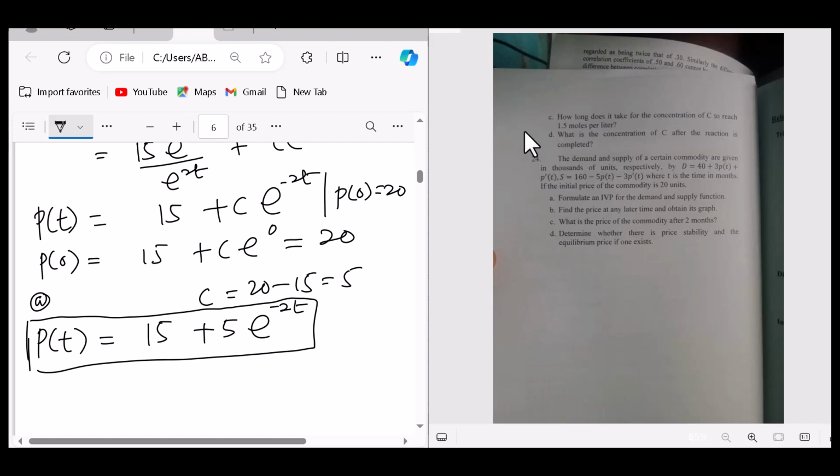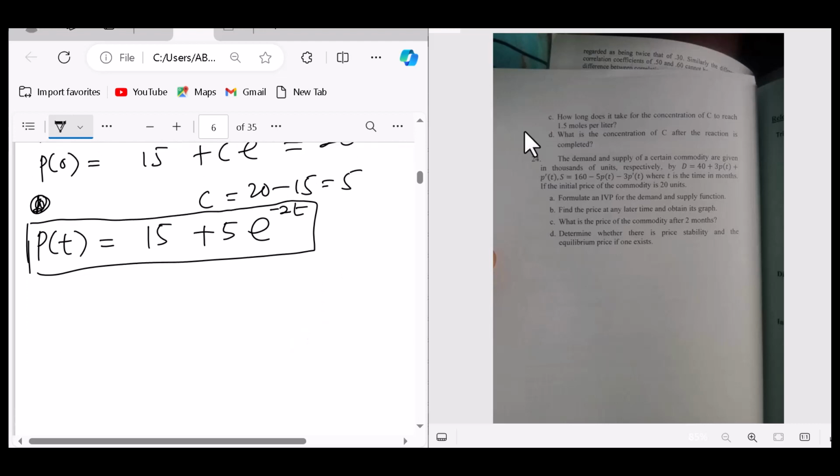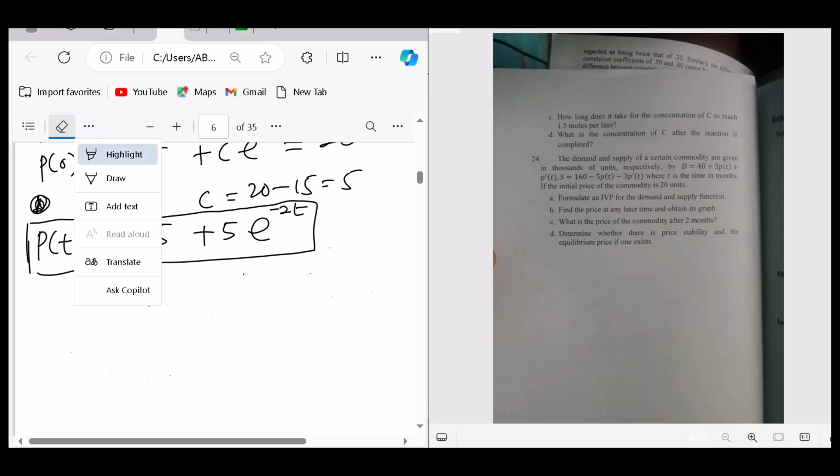Now we look for the B. Find the price at any time and obtain its graph. They are saying that we should graph this particular thing. So we are now required to graph this. That's for the B. So let's see the graphing.